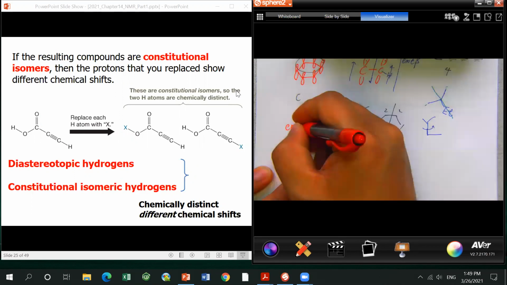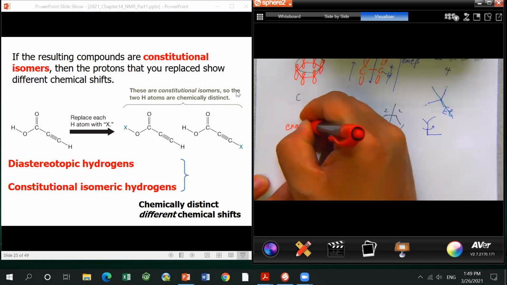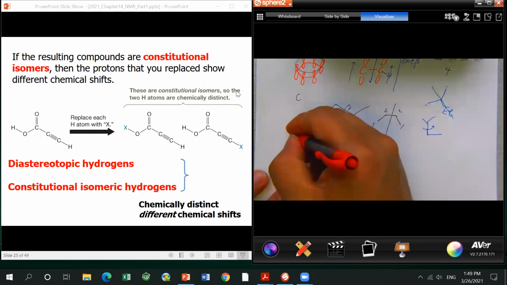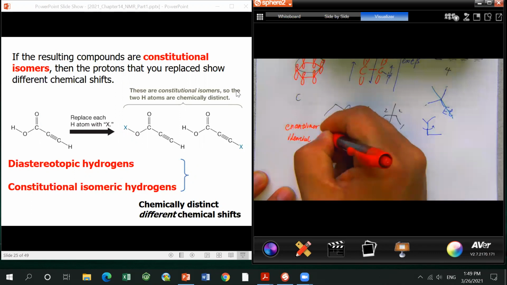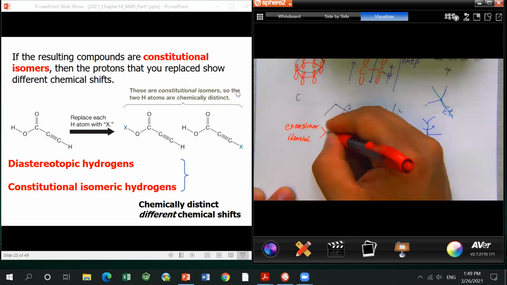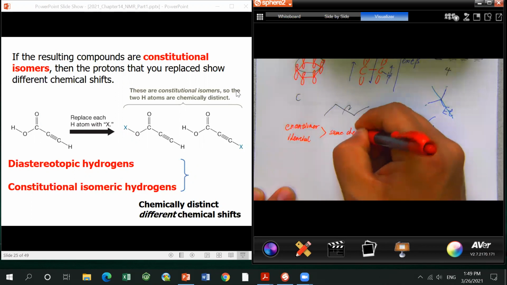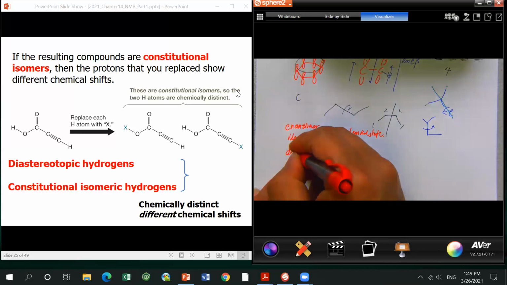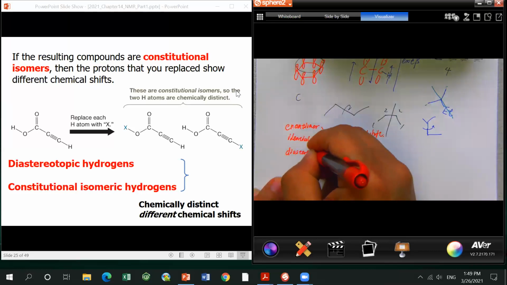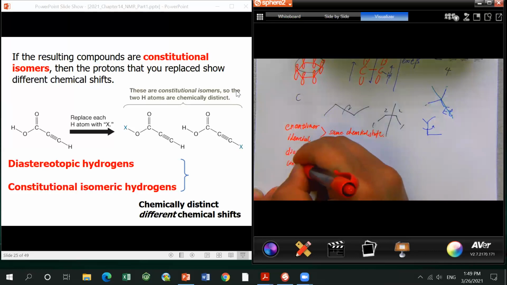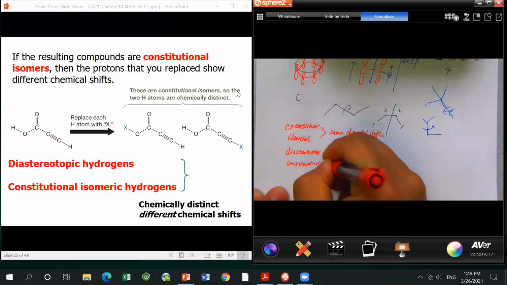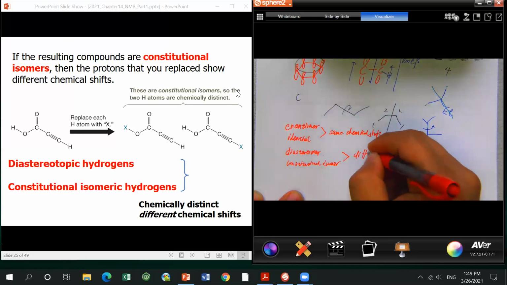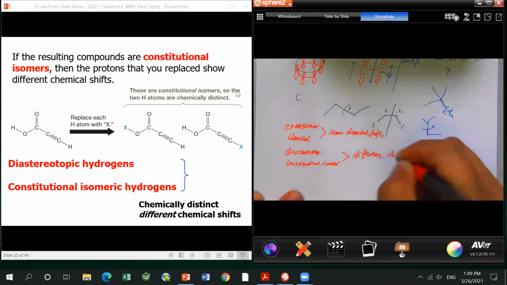So if the two molecules generated are enantiomers or identical, then these two protons will have the same chemical shape, the same signal. If you generate diastereomers or constitutional isomers, then you have different chemical shapes, so you should have two different signals. Yeah, please keep that in mind.